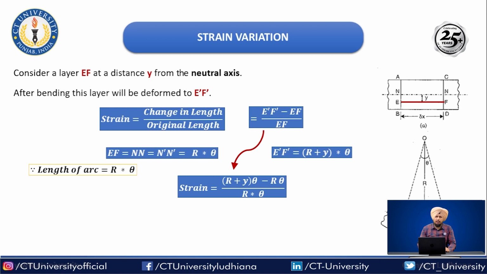So if you simplify this relation, everything will get cancelled out except these two parameters. So we will have y divided by r. Theta can be taken out and cancelled, and r is also cancelled out, so we are left with y upon r. So that is our first relation, that is strain in any layer.